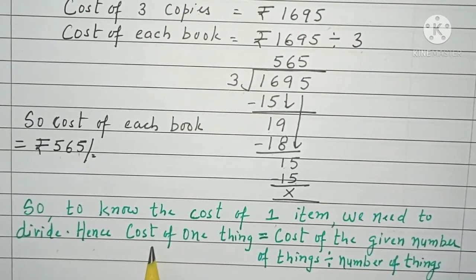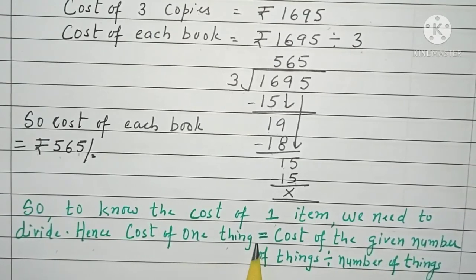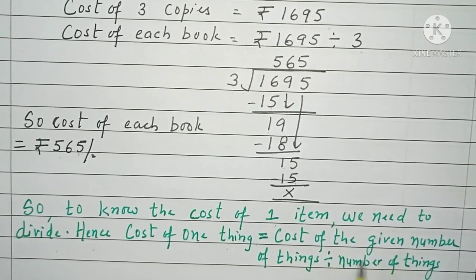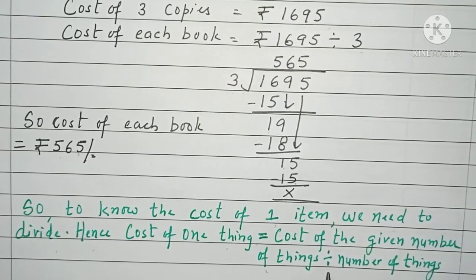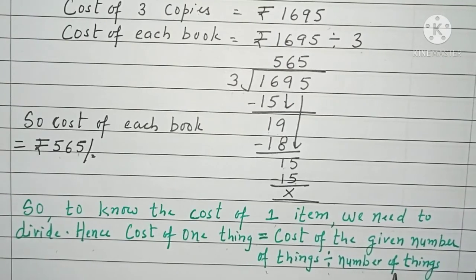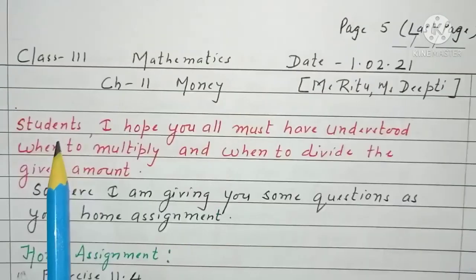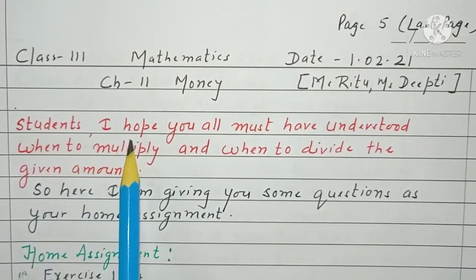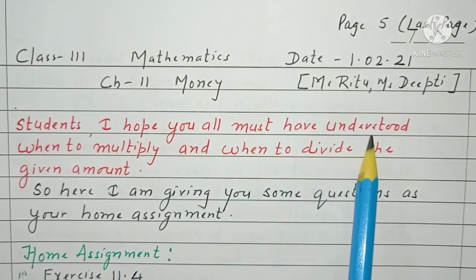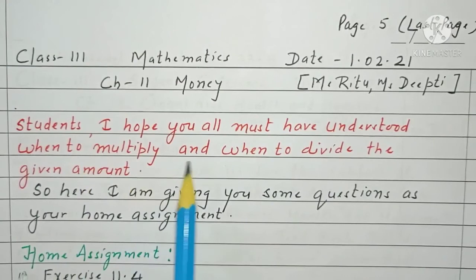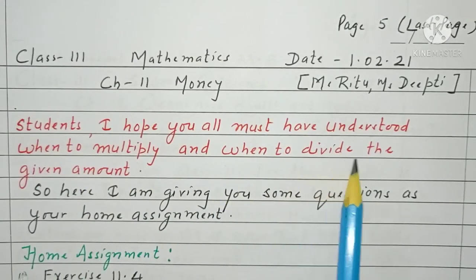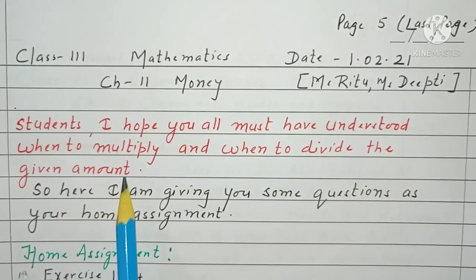Hence, cost of one thing is equal to cost of the given number of things divided by the number of things. So students, I hope you all must have understood when to multiply and when to divide the given amount.